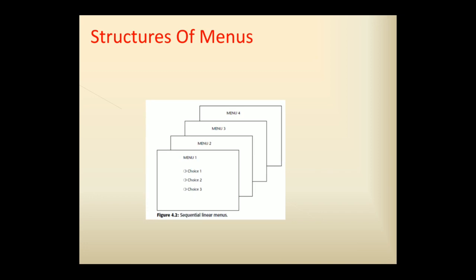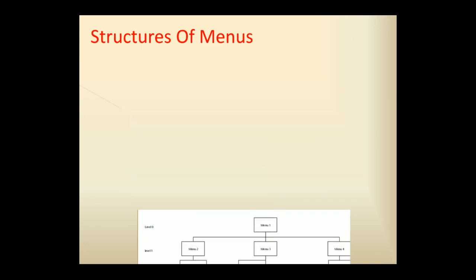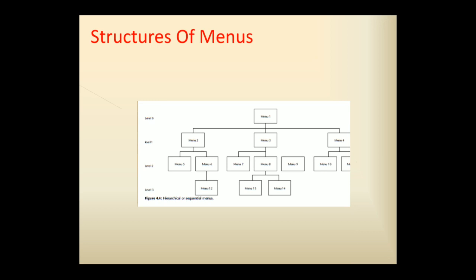So let us have a look at hierarchical menus. How do hierarchical menus look? These are our hierarchical menus. So we start from menu 1. Depending upon what answer you have selected, you might be diverted to either menu 2, 3 or 4. And again, depending upon the answers that you select in the second level, you could be going on to the next level, and so on.